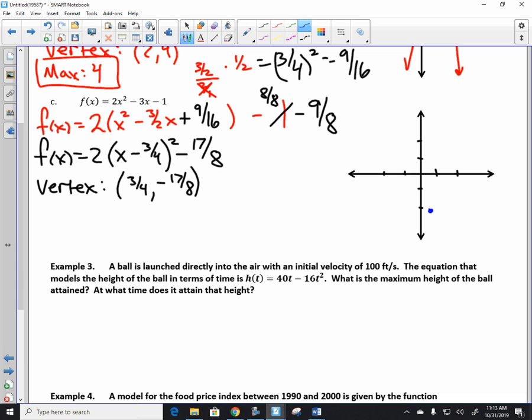Does the parabola go up or down? Does it have a maximum or minimum? There you go. You have lots of time to work.